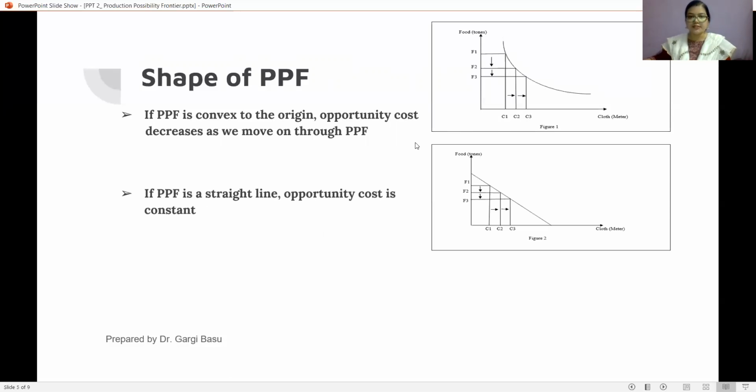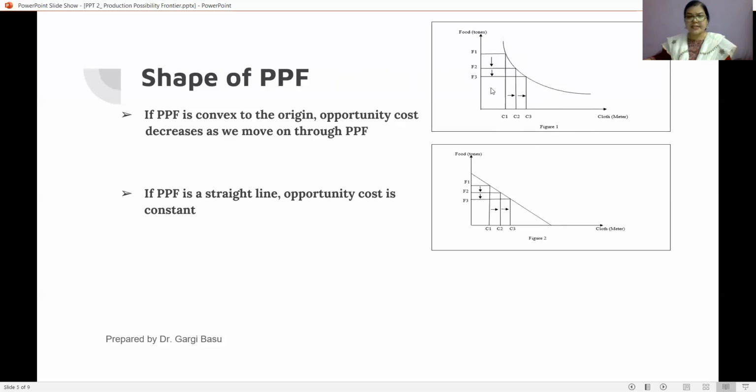Now, let us consider a straight line. If the production possibility curve is a straight line like this, in this case, we will see that the slope of this diagram is constant along the diagram.